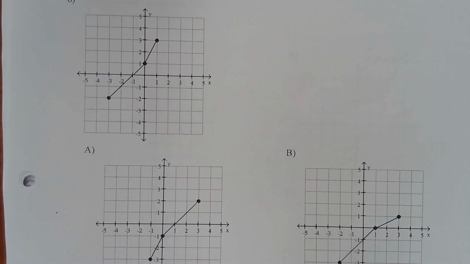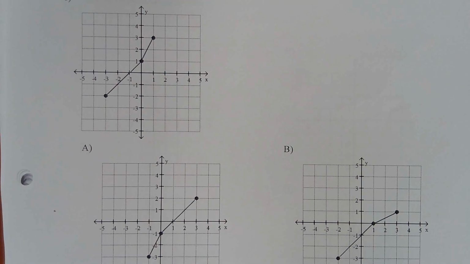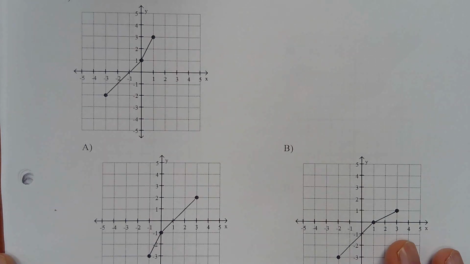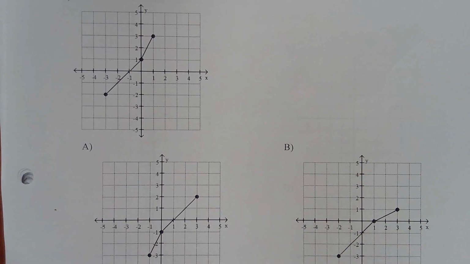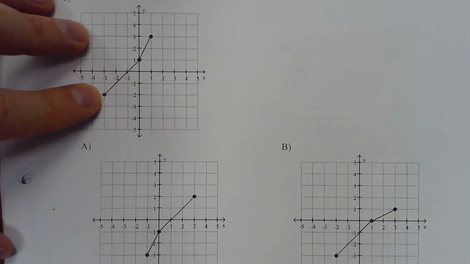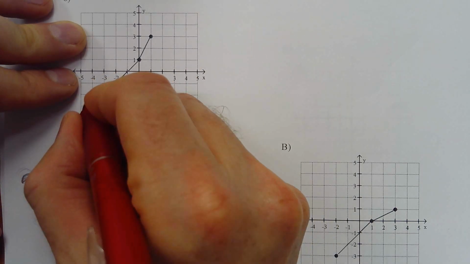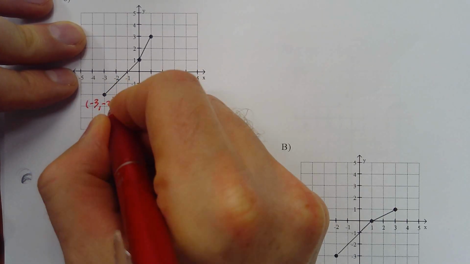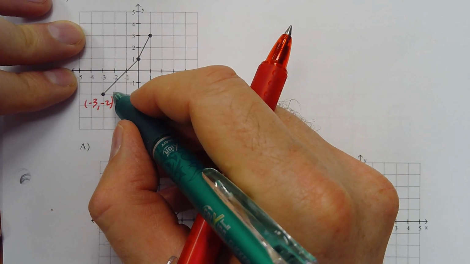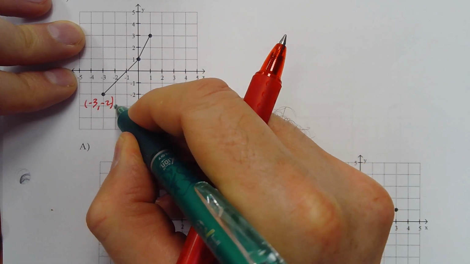Okay, let's go and graph the inverse here. And feel free to pause the video, try the problem yourself, and then come back. All right, so again, I'm going to be switching around the x and y coordinates. So this is the point -3, -2. Switching x and y, that would be -2, -3. So that'd be this point down here.